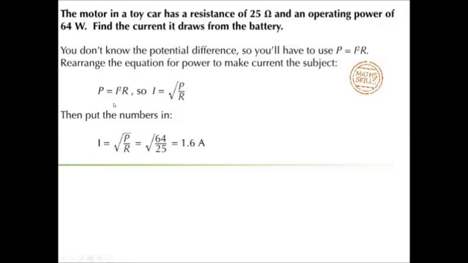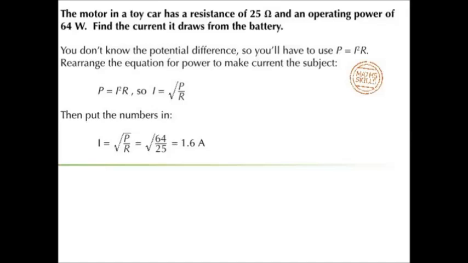If I square root both sides, I end up with the square root of I squared, which is I, and the square root of P over R. So once you've got the formula, I equals the square root of P over R, you put the numbers in. I equals the square root of 64 over 25. And if you put that in your calculator, you'll get an answer of 1.6 amps.